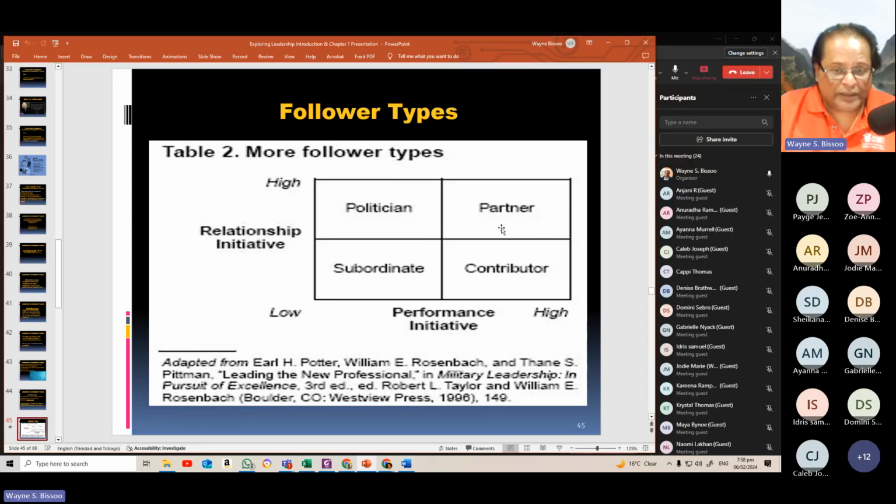Now, one of the best ways to treat a situation where you have this spread of information or spread of individuals is to pair your partners with your subordinates. Let them be your people to make sure they're doing their work and getting things together, and pair up contributors with politicians. So the politician will handle the relational aspect, while the contributor will handle the performance aspect.